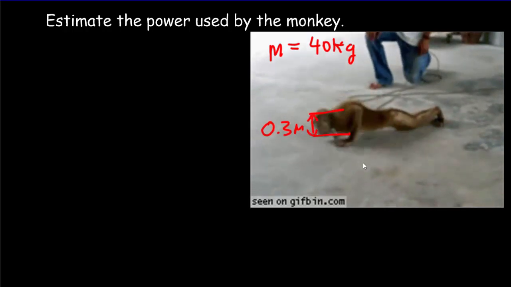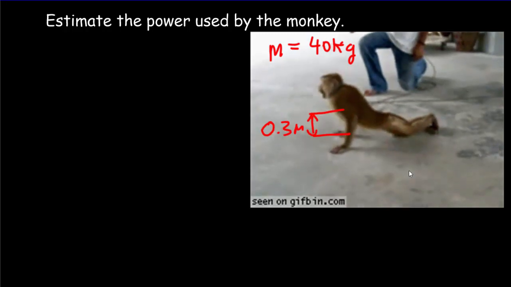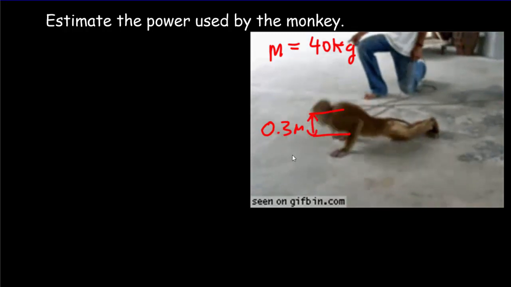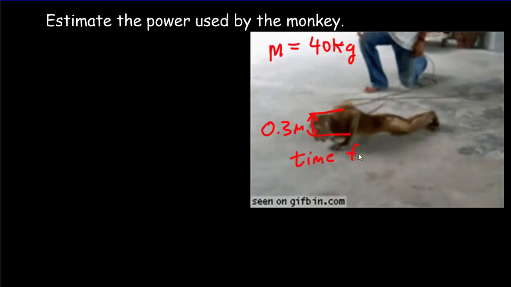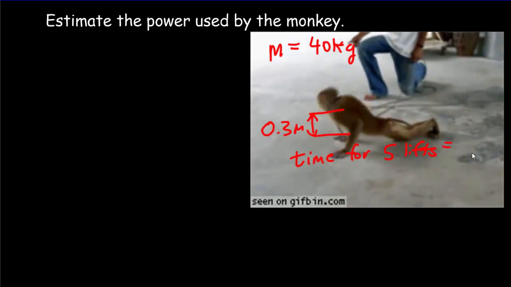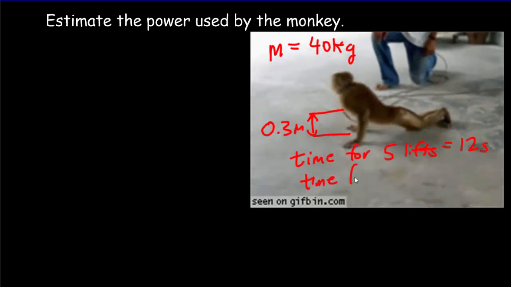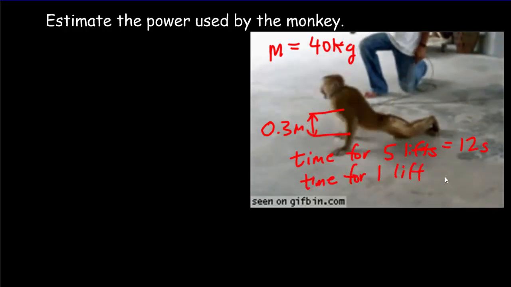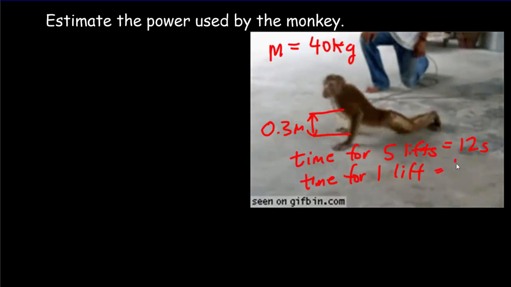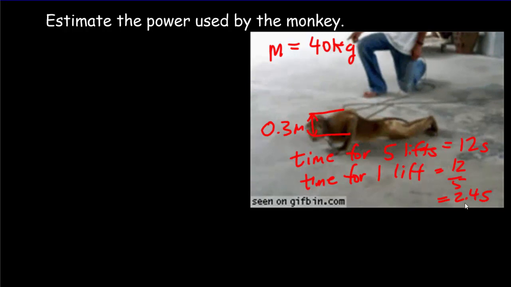And the other thing I need to know is how much time it takes him to do 1 lift. And what I did is I figured out the time for 5 lifts, 5 push-ups. And that came out to be about 12 seconds. So the time for 1 lift, up and down really, would be equal to 12 divided by 5, or about 2.4 seconds per push-up.